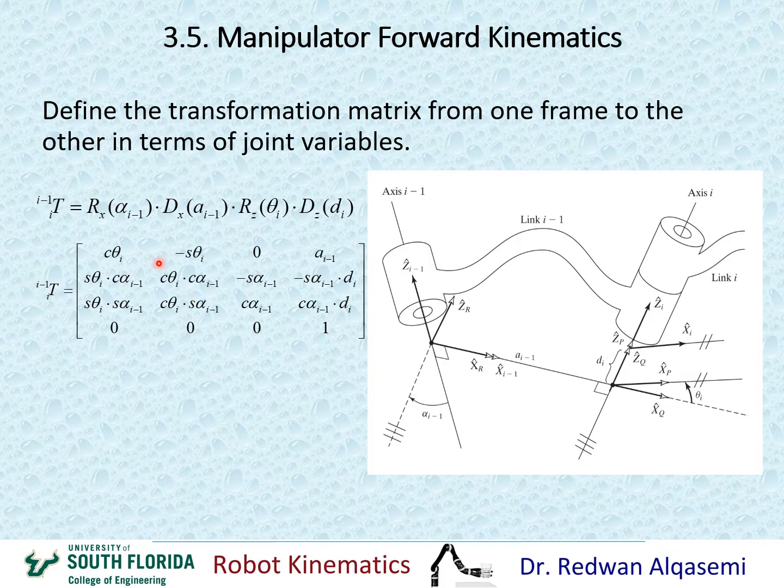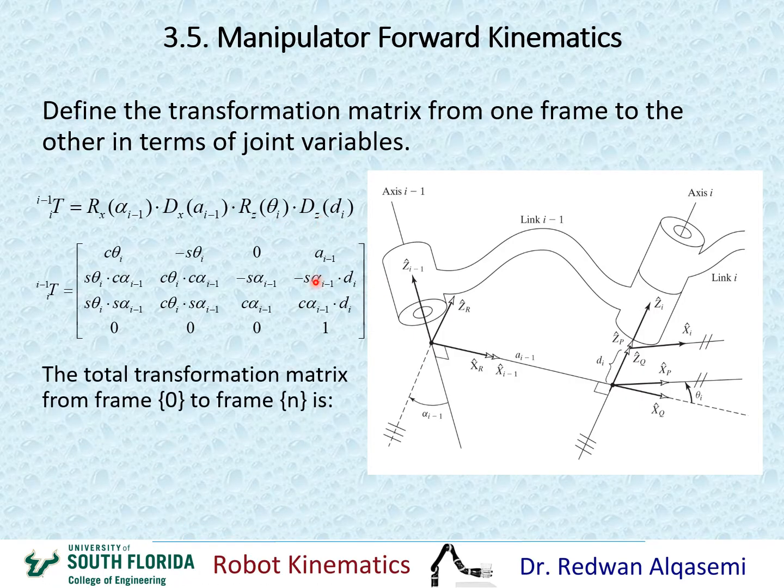Okay? So now if I have all the DH parameters that show the relationships between frames i and i-1, then I can substitute them here, or I can use these individually, as we will see in an example later on. Okay?